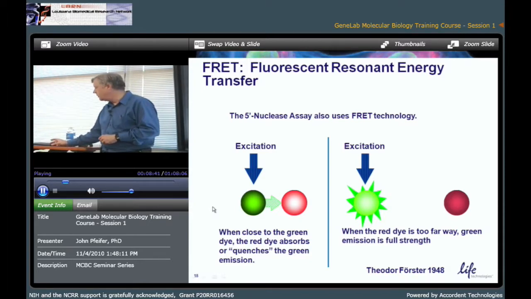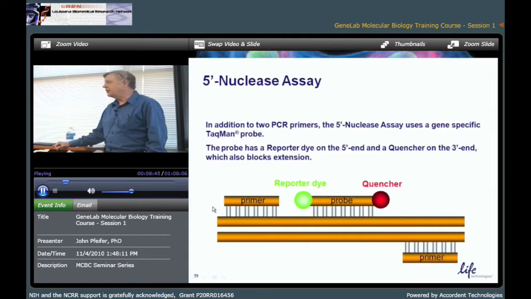So if we keep this in mind, and imagine what a 5' nuclease or TaqMan assay looks like. We have two PCR primers, nothing really unusual about them, they're not labeled, but there is a third oligo called the TaqMan probe. On the 5' end is a dye that will report on the amplification of our target, so we call it the reporter. On the 3' end is a quencher molecule. The probe, I'm sure you can tell from the drawing, is gene specific, so it will be designed to bind between the two PCR primers.